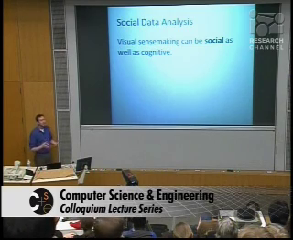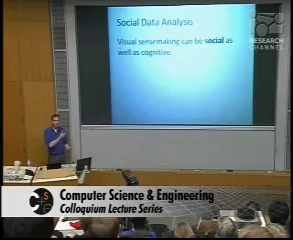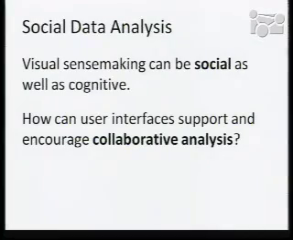So visual sense making can be social as well as cognitive. And while I've been showing examples of informal domains, this is of course true in more formal domains such as business intelligence, scientific collaboration, and intelligence analysis. And so my goal was to ask, how can user interfaces better support and encourage these forms of collaborative analysis?